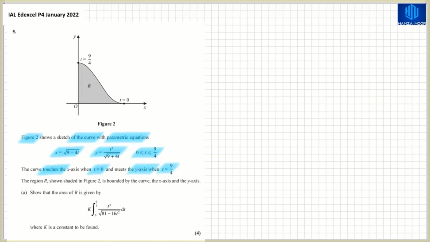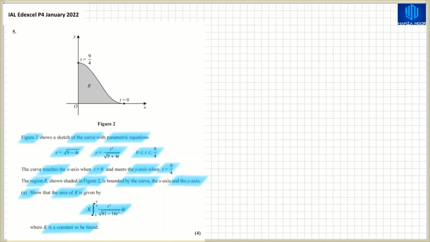The region R, shown shaded in Figure 2, is bounded by the curve, the x-axis and the y-axis, as we can already see. The requirement of part A is to show that the area of R is given by k times the integral of t cubed divided by the square root of 81 minus 16t squared, with respect to t, a definite integral with upper limit 9 over 4 and lower limit 0, where k is a constant to be found.